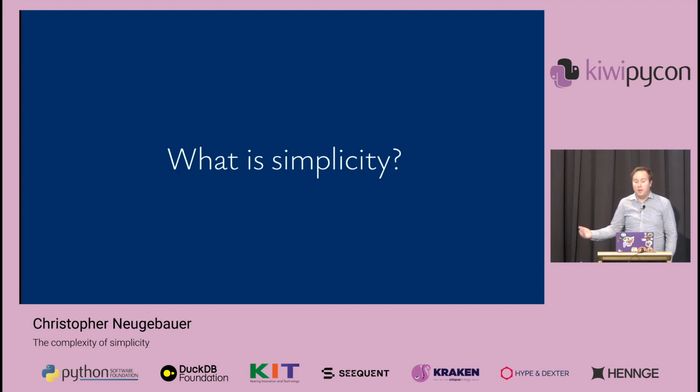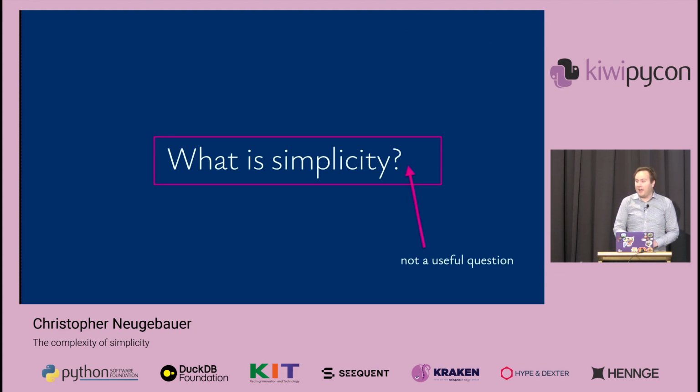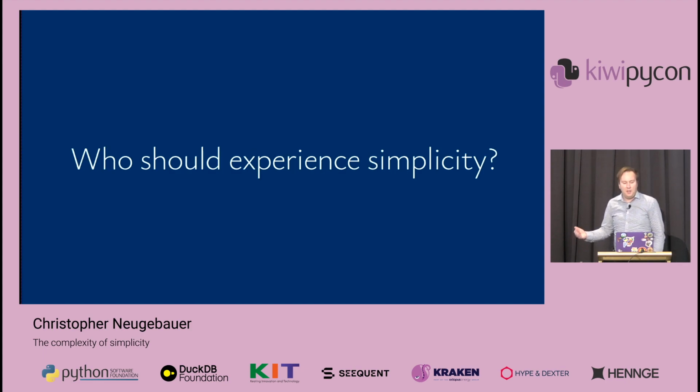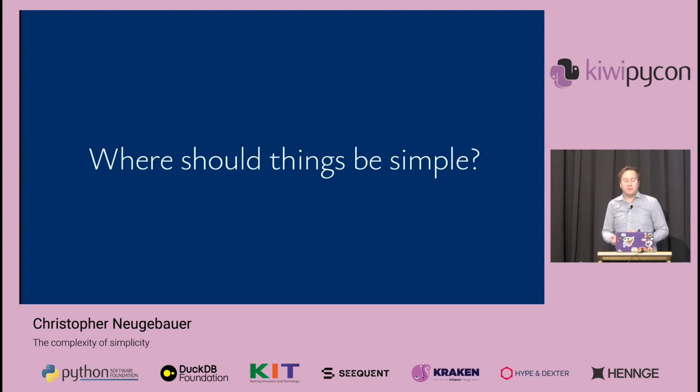Now, with that in mind, I used to think about how to build the simplest possible solution to a problem, which raises the question of what we might think is simple. I don't think this is a good question. I don't think it scales particularly well. Instead, if we accept that simplicity usually belies complexity somewhere within a system, then a better question is who within a system should experience simplicity? What parts of our system should be simple? And where should simplicity be experienced?